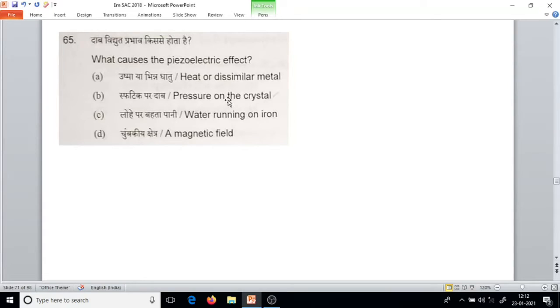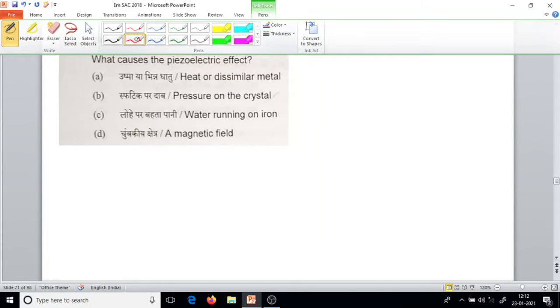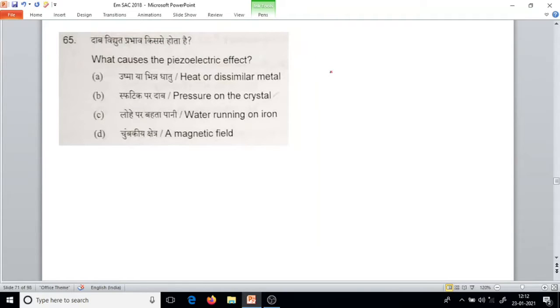Question 65. What causes the piezoelectric effect? The piezoelectric effect means when you apply pressure on a crystal, a particularly cut crystal, we will get the piezoelectric effect. So the answer is option B. This piezo crystal can be used as an oscillator also.